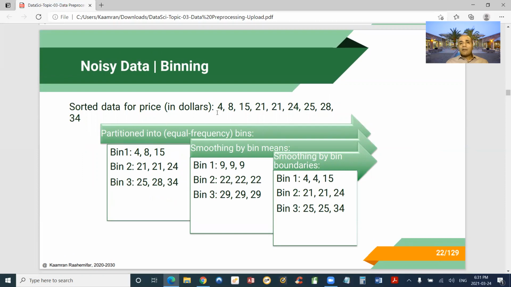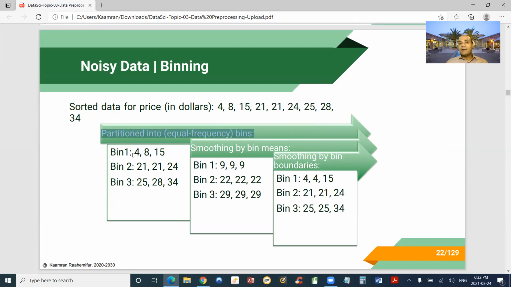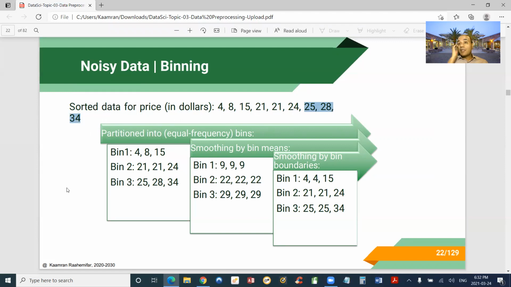Now, this is binning. Take a look at my sequence of numbers: 4, 8, 15, 21, 21, 24, 25, 28, 34. I have 9 numbers. And one of the easiest ways of binning is just to divide them in equal frequency. So I'm going to say I have 9 numbers divided by 3 because I have 3 bins, and I'm going to have 3 numbers in each bin. So 4, 8, 15, that's 3. 21, 21, 24, that's the follow-up sequence. 25, 28, 34, that's the last sequence that I want to put. So I did binning by equal frequency.